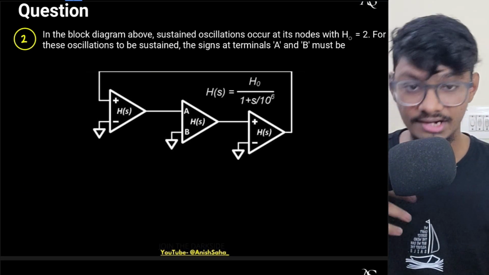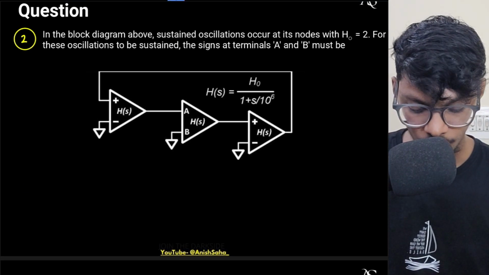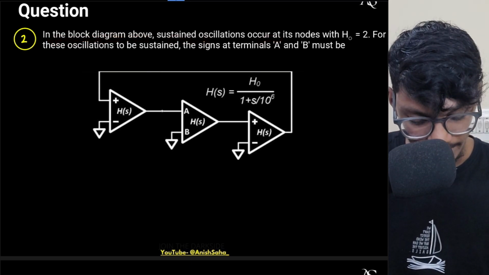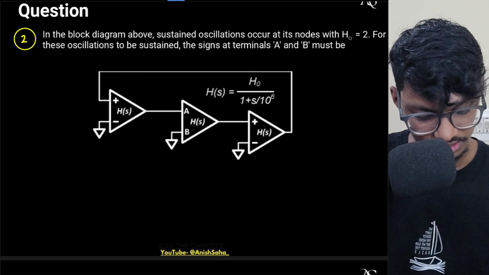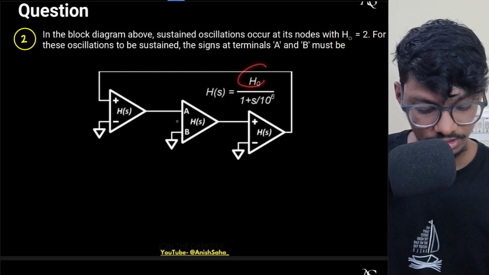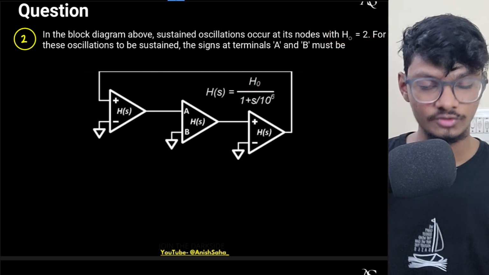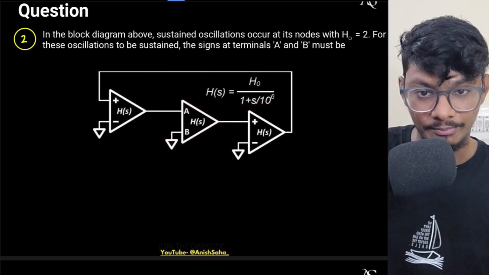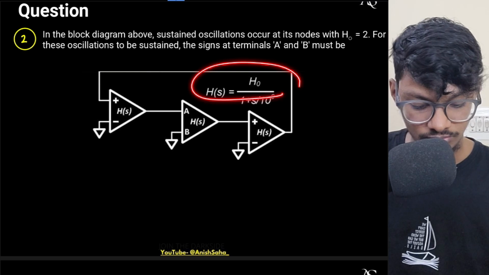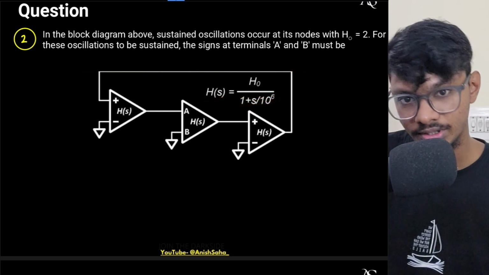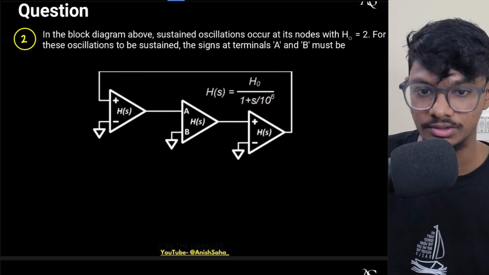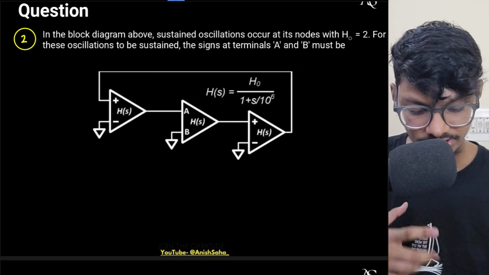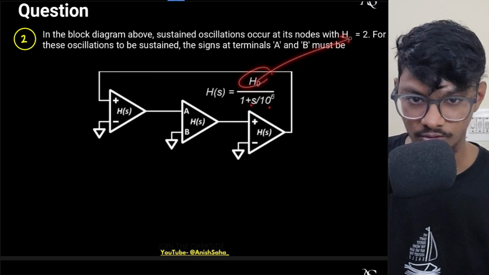Now let's move on to the next question. So this question is again a very good one. Here what have they asked? They have told that in the block diagram above, sustained oscillations occur at its node. So at every node, sustained oscillations occur with H naught equals to 2. So H naught they have given. The op amp has a transfer function now, because if it's a non-ideal op amp, it will have some frequency response. So if we approximate our op amp as a first order circuit, the transfer function of the op amp looks something like this, although we approximate it like a second order as well. But if you want to approximate with first order, the transfer function of the op amp will be something like this, and they've given me the H naught value and S and all these things.